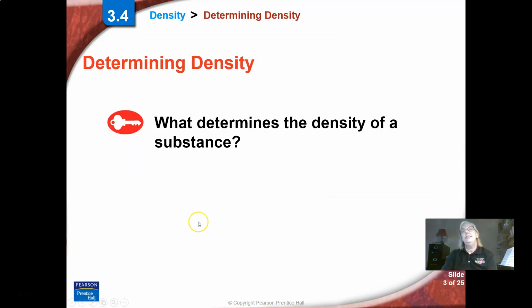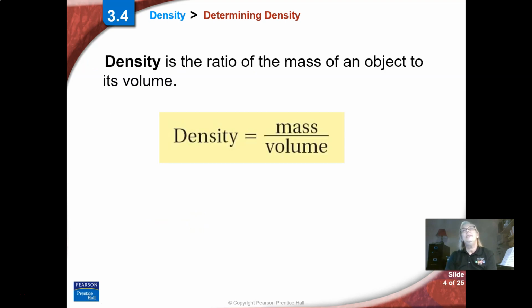So what determines the density of something? Density is this relationship, this ratio. I need you guys to know this one. Density is the mass of something, how many grams it has, divided by its size, its volume. So we're going to use this.